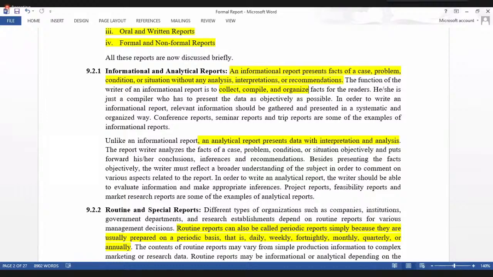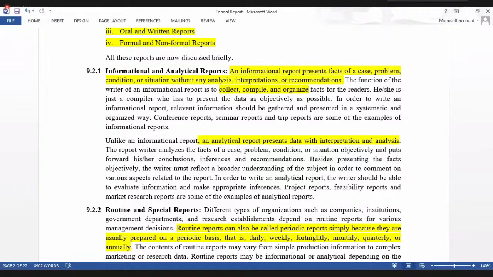Now, which one is feasible for you? You see the price also, you see warranty also, you see quality also, and then you make a decision of purchasing a particular brand. Then that becomes analytical. On the basis of that, you prepare the report and you submit. That becomes a feasibility report. Okay, so this is an analytical report.